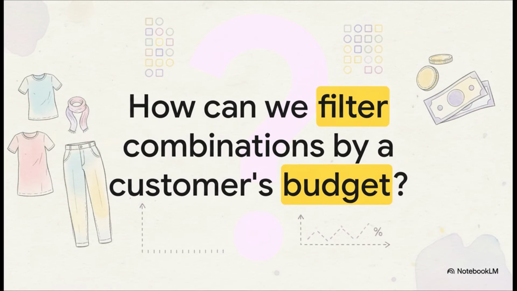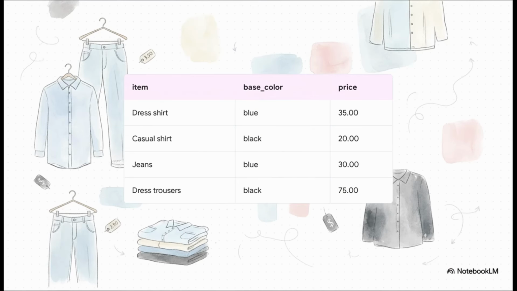So for our final task, we need to think about the customer's budget. We have to figure out the total price of each outfit and then only suggest the ones that fall within their specified price range. And you probably guessed it. To do this, we're going to add another field to each item, :price. We'll also have an external variable. We'll call it max_price that represents whatever the customer's budget is.